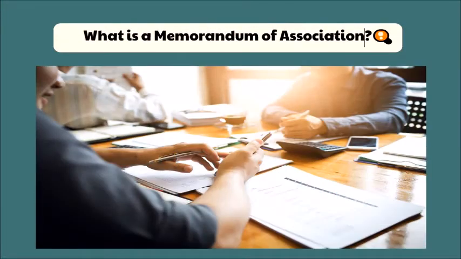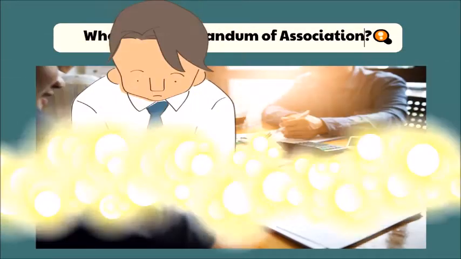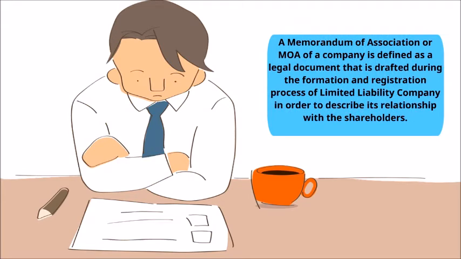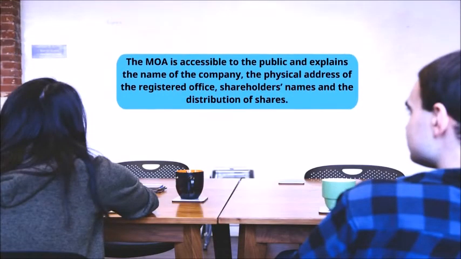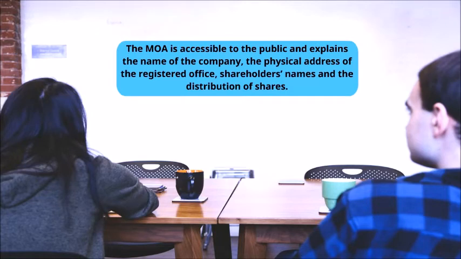What is a Memorandum of Association? A Memorandum of Association, or MOA, of a company is defined as a legal document that is drafted during the formation and registration process of a Limited Liability Company in order to describe its relationship with the shareholders. The MOA is accessible to the public and explains the name of the company, the physical address of the registered office, shareholders' names and the distribution of shares.